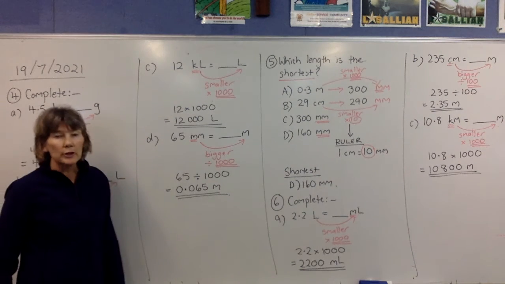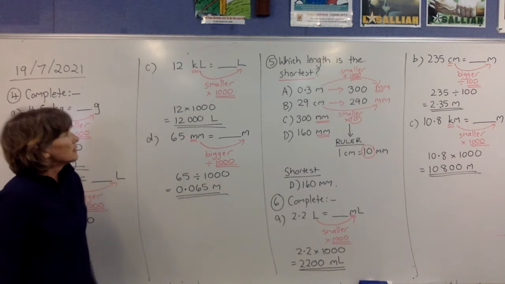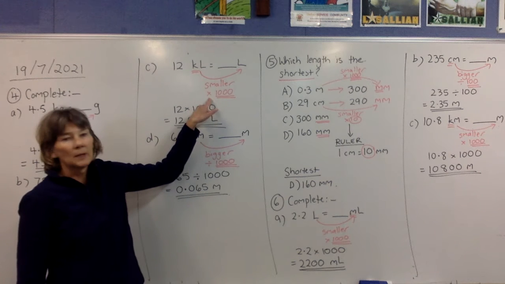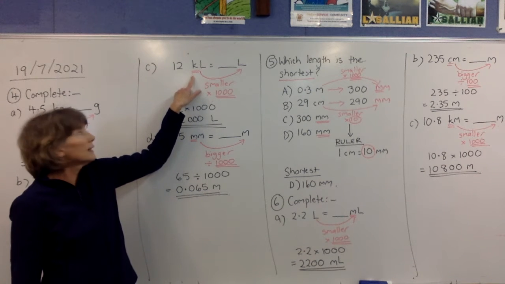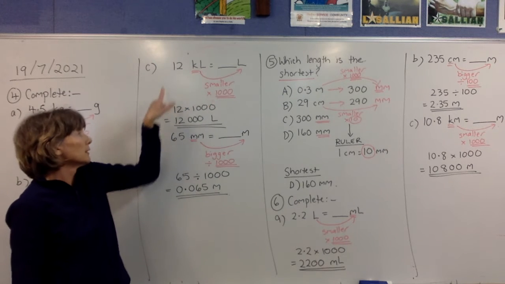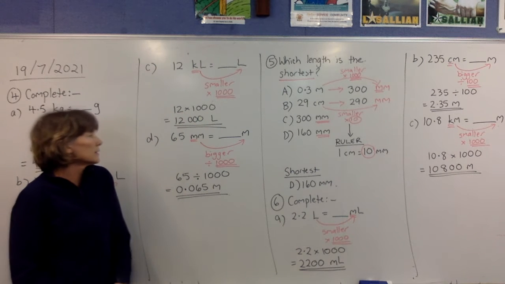All right, next question. So we have 12 kilolitres and we're going to litres. So we're going to a smaller unit this time, so we're timesing. Look for your prefix, there it is, it's the little k. K for kilo is 1,000, so we're going to times by 1,000. 12 times 1,000 is 12,000 litres.